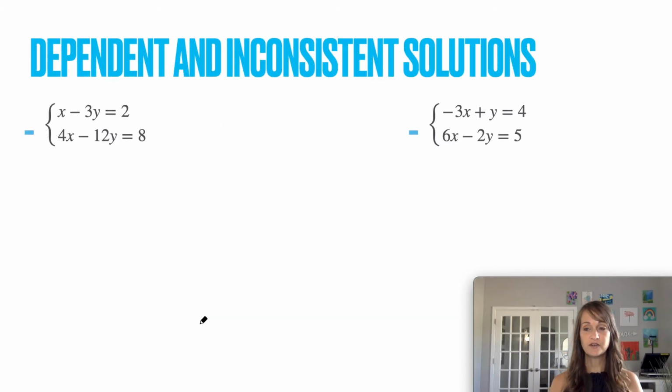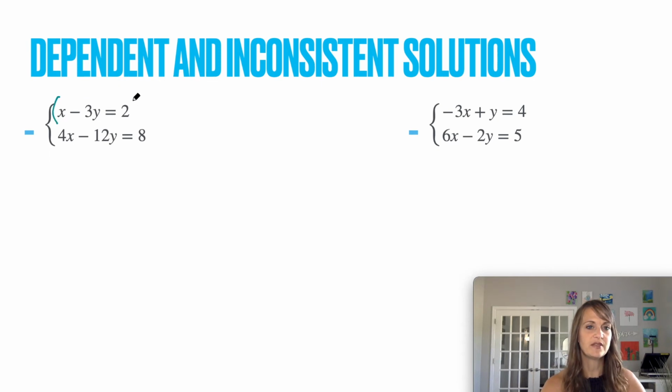Okay, there are two different types of special cases when it comes to systems of equations. You can have a dependent and you can have an inconsistent solution, and I'm going to show you one of each. So in a dependent, I'm going to show you what's going to happen. So I need to eliminate one of these variables. I can eliminate the x, I can eliminate the y, doesn't matter, but I'm going to have an opposite sign to do that.